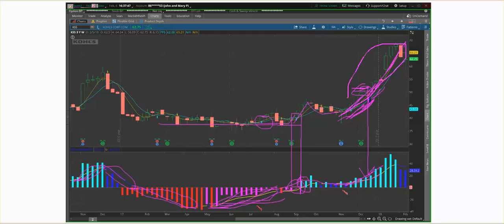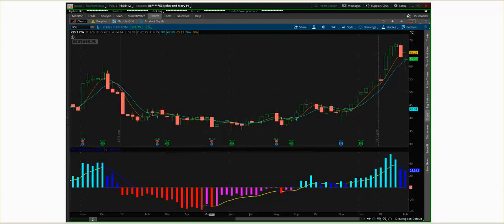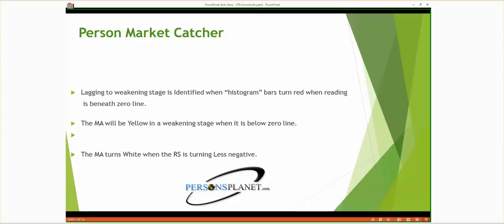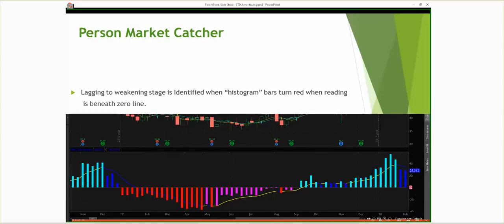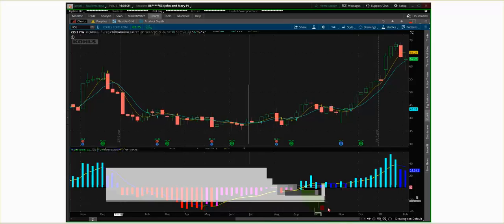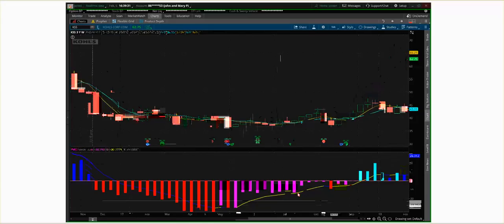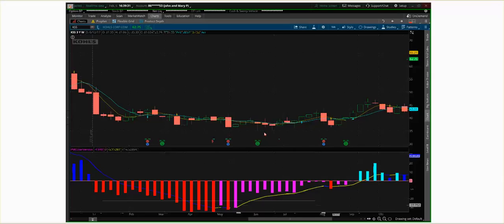So when I talk about the moving average in yellow, it is in a weakening stage when it's below the zero line, and the moving average turns white when the relative strength is turning less negative, which is exactly what this is supposed to do. Now, you have the ability to customize and change those colors. You can edit the PMC. I have my moving averages a different color than what I've described, and you can change them as well. But typically, when the moving average is turning yellow, it means that the market or the stock is starting to outperform the market, and you may want to look at bullish strategies or look for buying opportunities in the marketplace.